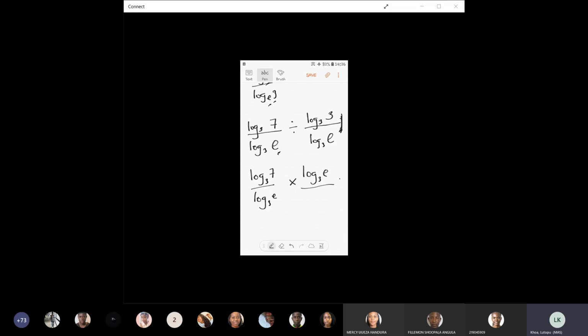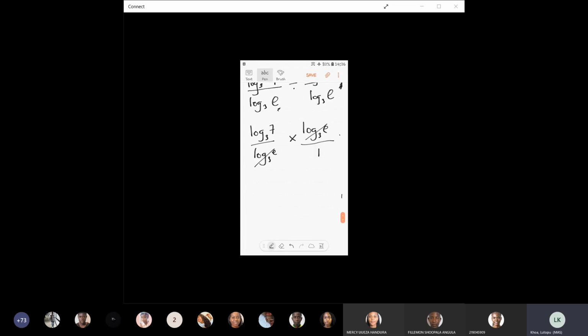So this is log base 3 of 7 over log base 3 of e multiplied by log base 3 of e. And then here, log base 3 of 3, if you remember, anything that you take log of to that same base, this is just equal to 1. So I have 1 over there. And then these two, when we're multiplying, because they're the same, one is in the denominator, the other is in the numerator, they cancel each other out. So I am left with log 3 of 7 over 1, which is just log base 3 of 7.